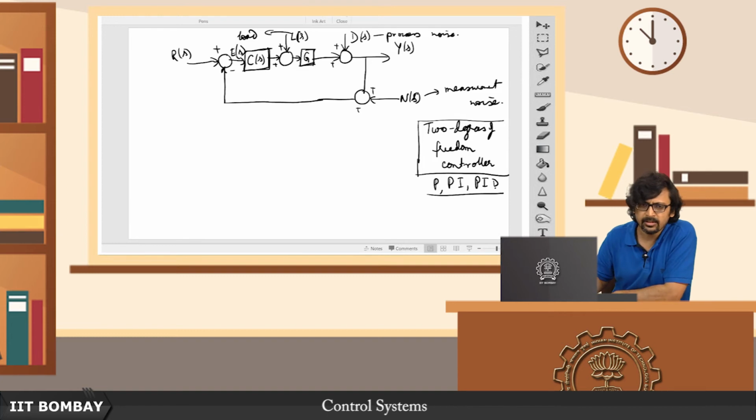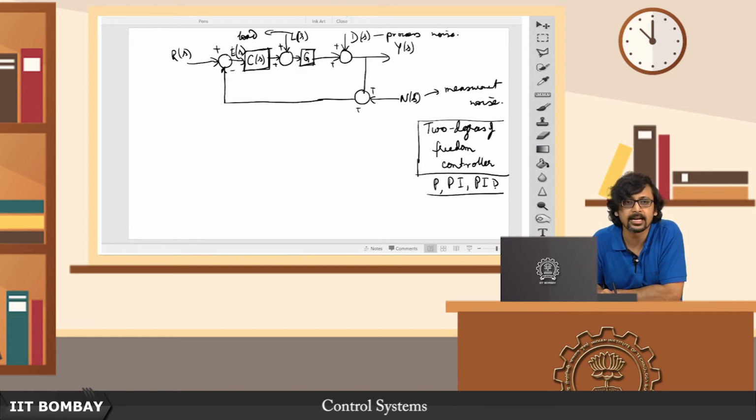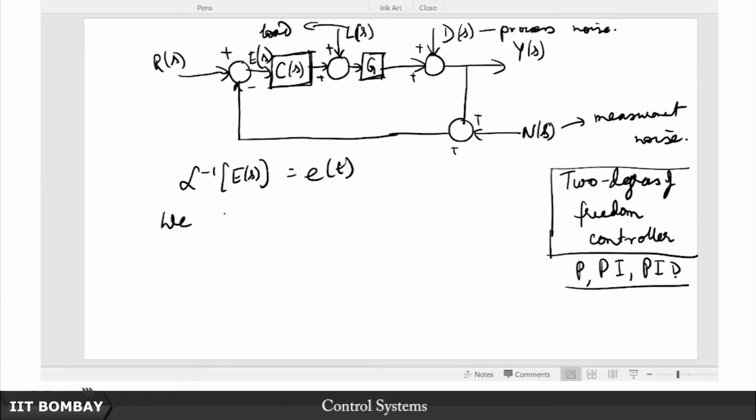Alright. So now given that this is the configuration, what we want to do is we want to study what this error signal is like, and ideally, if possible, to design a controller that will bring this error to 0. In other words, what I mean is this Laplace inverse of this E(s) is e(t). So we want e(t) to tend to 0 as t tends to infinity. That is one demand.